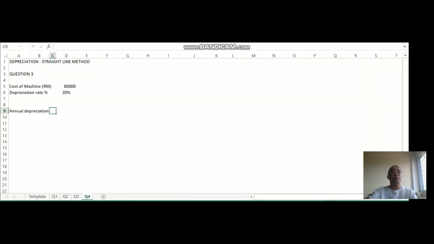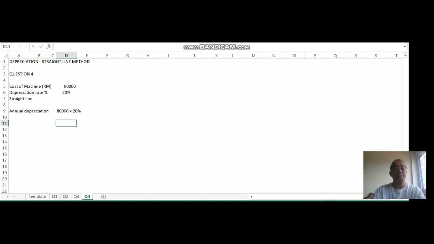Alright, this one. So this is question number 4. The cost of the machine is 80,000, the depreciation rate is 20%, and the method is straight line, I just put it here to make it clearer. For annual depreciation, previously I haven't shown you how to calculate it, so now you take the cost of the machine, that is 80,000, and multiply it by the rate of depreciation. The rate of depreciation is 20%.